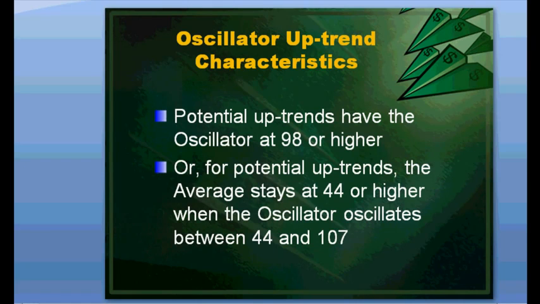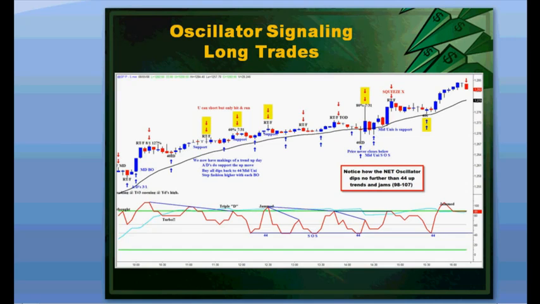Okay, potential uptrends, 98 or higher. Potential stays above 44. So I just showed you the 62 and the minus 1. Now we're talking uptrends, 98, 107, 44. This is what an uptrend looks like. Look at this. 107 the whole day on the upside, and look at it, never breaks 44 on the downside.